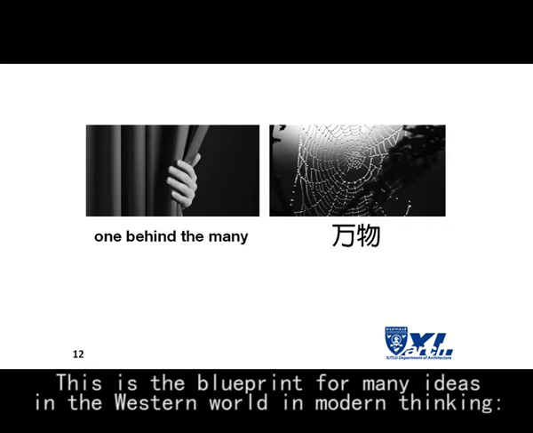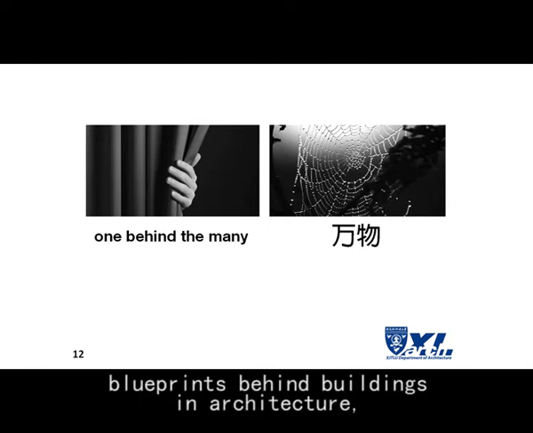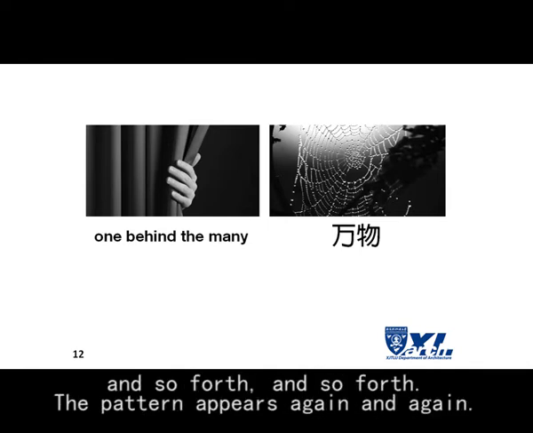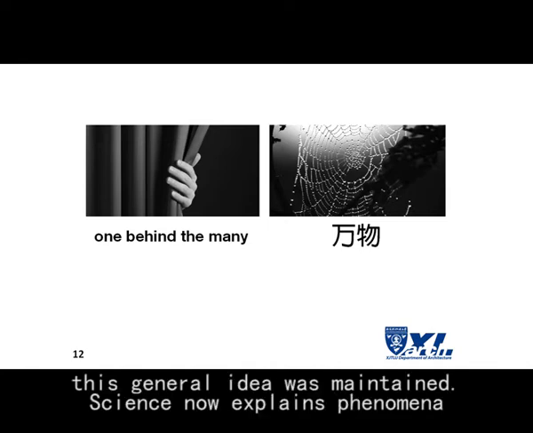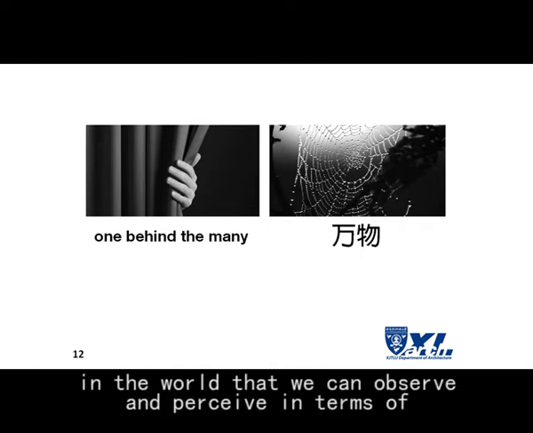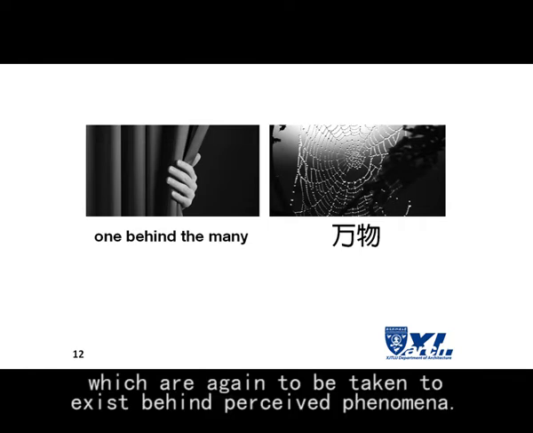This is the blueprint for many ideas in the Western world in modern thinking, molds behind products in industrial production, blueprints behind buildings and architecture, classes behind instances in object-oriented programming, and so forth and so forth. The pattern appears again and again. So when religious doctrine was replaced with science doctrines, this general idea was maintained. Science now explains phenomena in the world that we can observe and perceive in terms of abstract principles, laws of nature, and so forth, which are again to be taken to exist behind perceived phenomena.